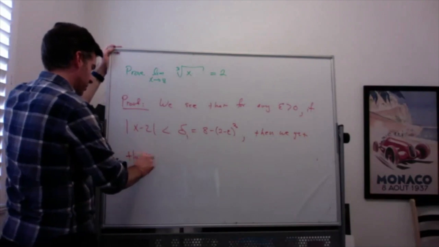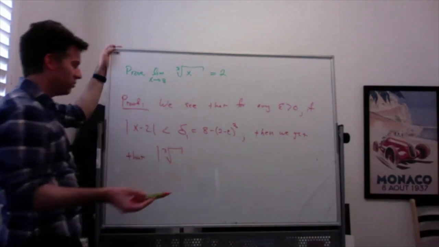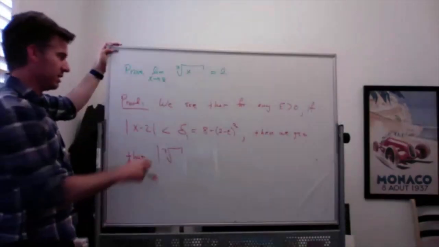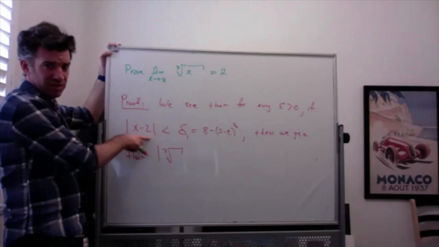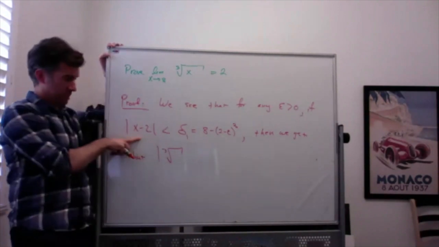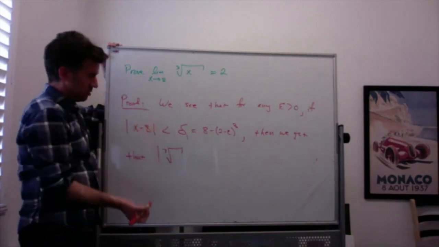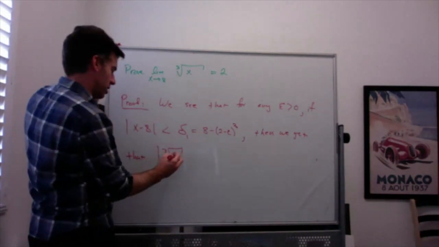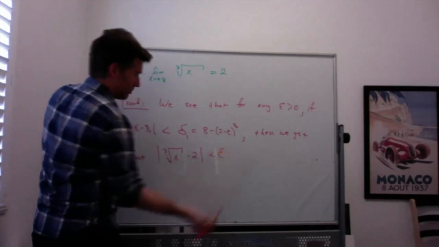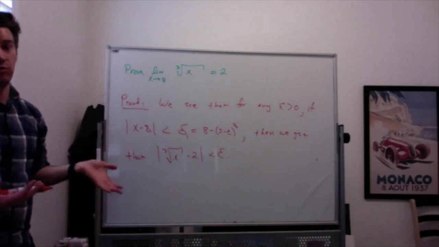that our function, I made a mistake. It's okay, I can fix it. It's not like a big mistake, it's a mistake in my proof. What should this actually be here? x minus 8. Yeah. Then our function, cube root of x minus 2 is less than epsilon. And we know that that's true because of the algebra work we just did.